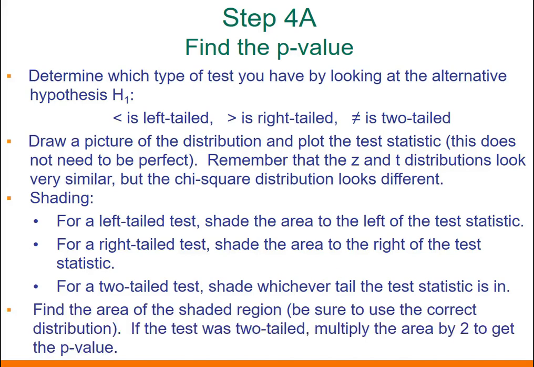And then to find our p-value, we're going to find the area of the region that we shaded. So be sure to use the right distribution in this one. This is where you need to go back to the formula you had for your test statistic and pay attention to whether you had a t or a z or a chi-squared on the left side of that test statistic. That will tell you which distribution to use. And one final thing with this, if you had a two-tailed test, then you need to multiply the area you find by 2 to get the p-value.